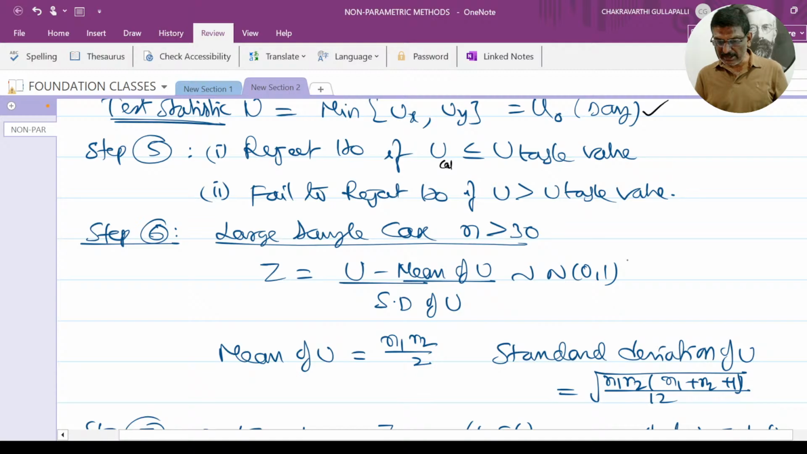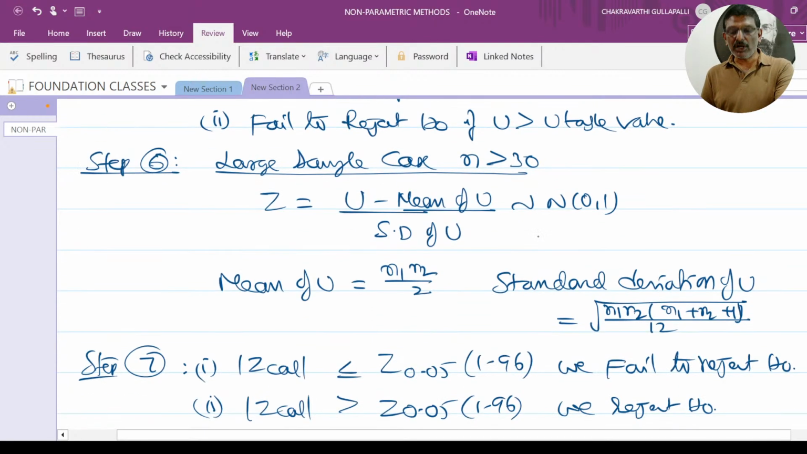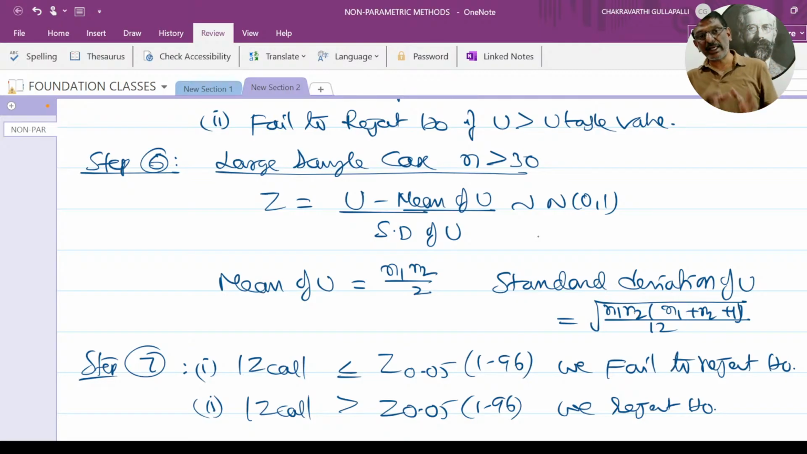For the large sample case, n greater than 30, use Z statistics. So Z is equal to U minus the mean of U divided by the standard deviation of U, which follows a normal distribution, as you know very well. For the large case, whether parametric or non-parametric, based on the central limit theorem, any parametric test or any non-parametric test compulsorily follows the standard normal distribution. In this case, use the Z test. The formula is given.